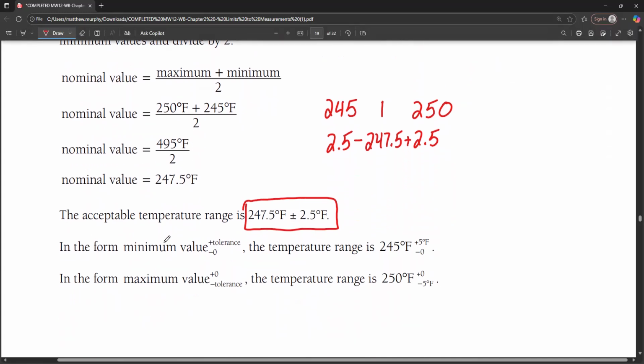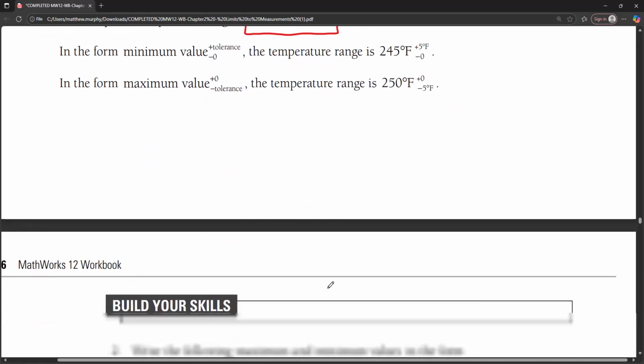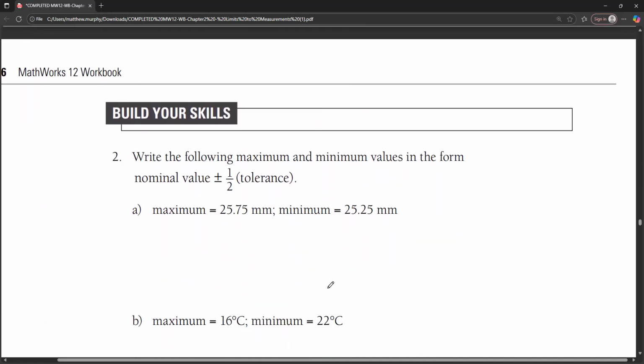Okay. In the form minimum value, so plus the tolerance minus 0. So again, what we're doing is we're just taking this bottom piece here, 245, and we're saying minus 0 means you can't go any lower, but plus 5 because we could go all the way up to 250. And then for the maximum way, you write the max plus 0 because you can't go any higher, minus 5, and that would cover all the way down to 245. And that is the end of lesson 8, part 1.